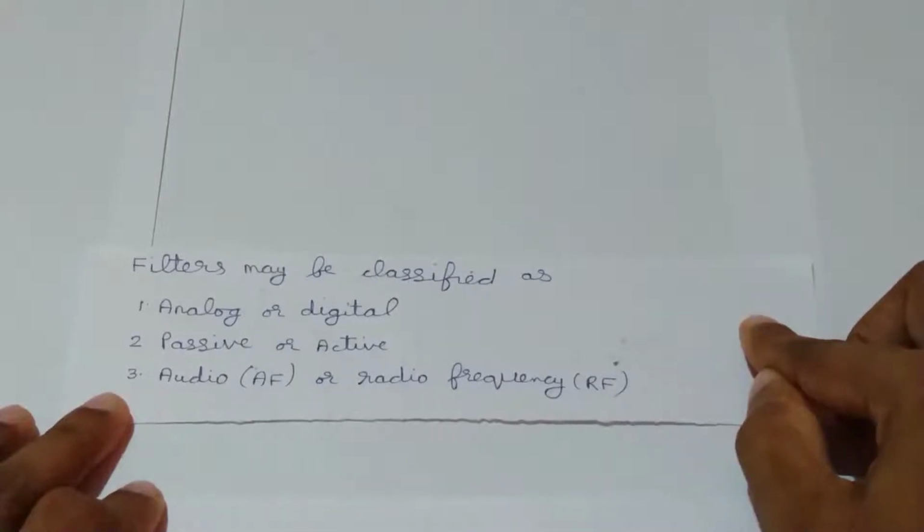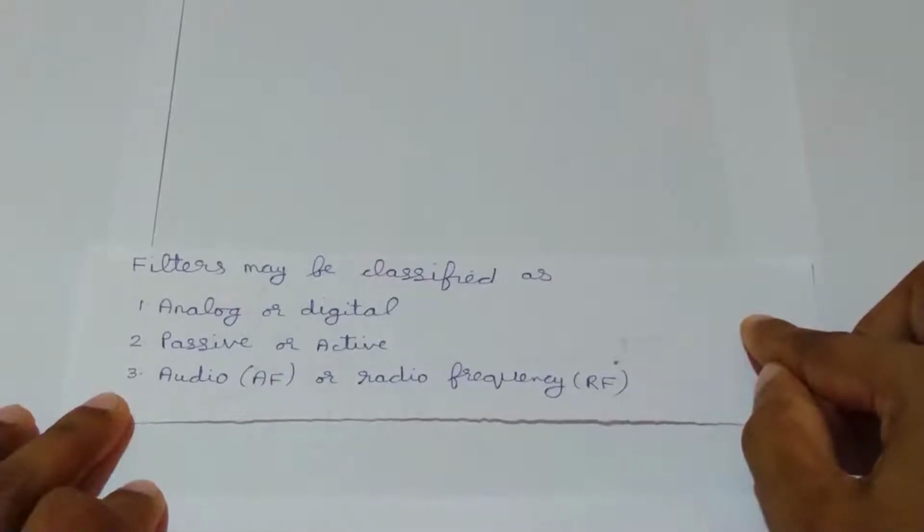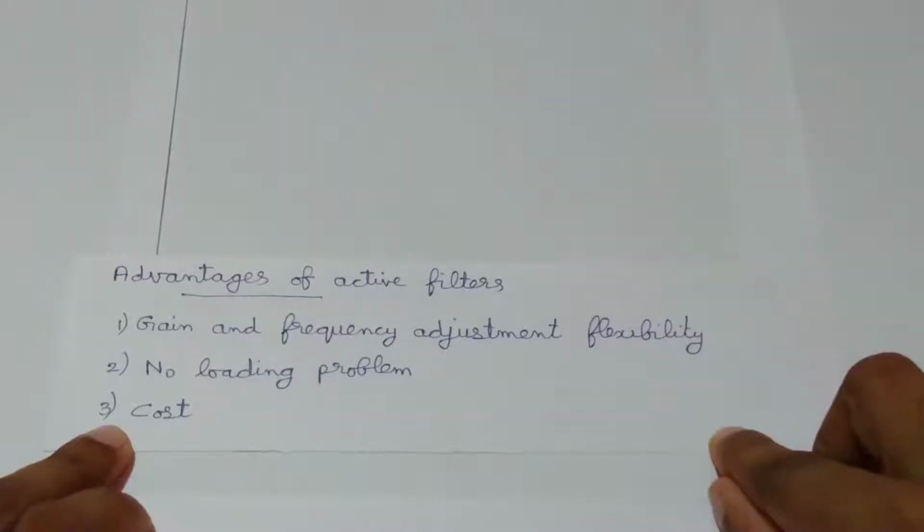Then the type of element used dictates the operating frequency range of the filter. For example, the RC filters are commonly used for audio or low frequency operation, whereas the LC or crystal filters are employed at RF or high frequencies. So depending upon the components used, the operating frequency of the filter changes. Now the active filters have certain advantages over the passive filters. These three are the main advantages of the active filters.